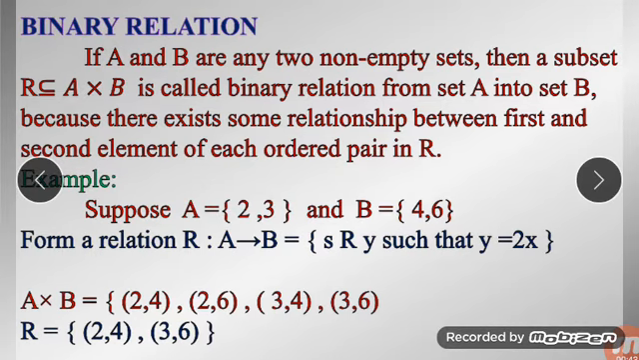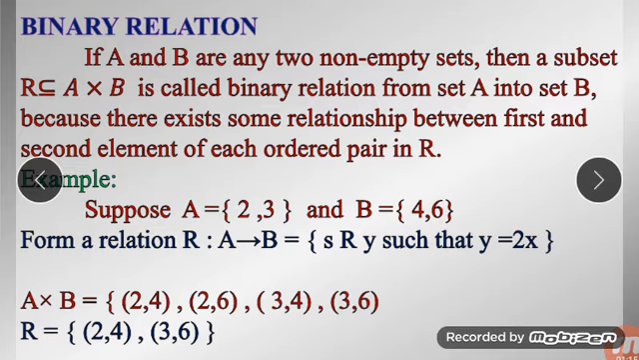We can better understand this with the help of an example. Suppose we have set A which has the elements 2 and 3 and set B contains the elements 4 and 6. Then we have to form a relation R from A to B such that X relates Y, such that Y is double of X. So we have to establish a relation here in this example where Y is double of X.